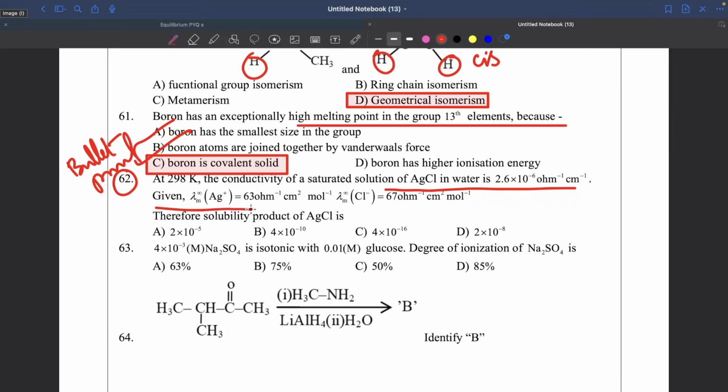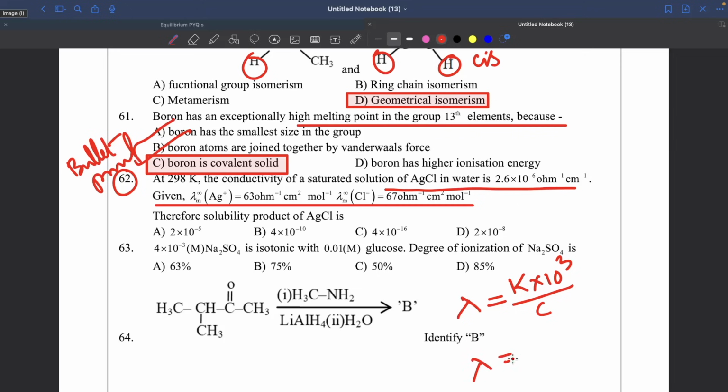Lambda m for silver and chlorides are given to us. We are asked to calculate the solubility product of AgCl. All we need to know is we have to calculate the del lambda m, which is K into 1000 over concentration. So, this is equals to K given to us, K is how much? 2.6 into 10 power minus 6 into 10 power minus 3 over.